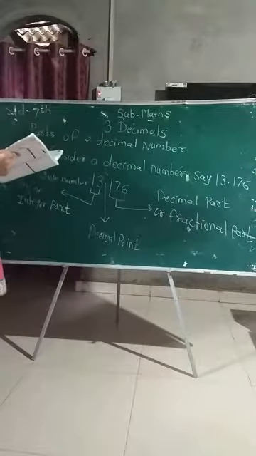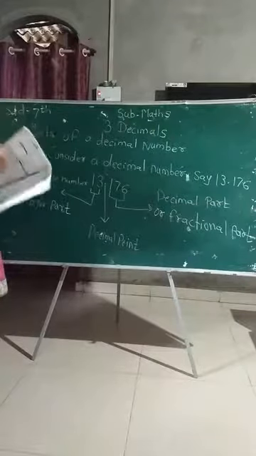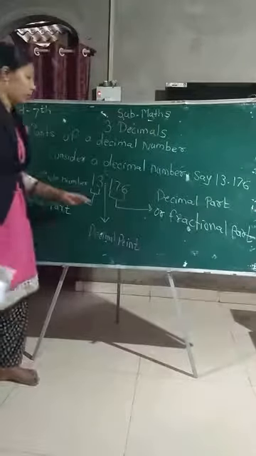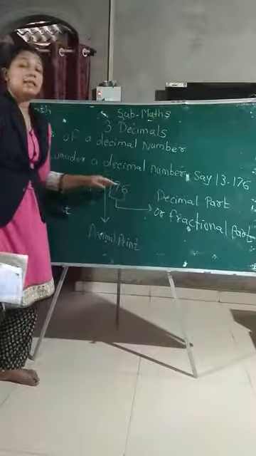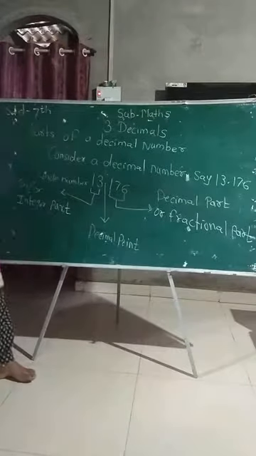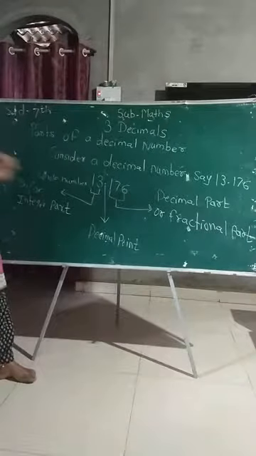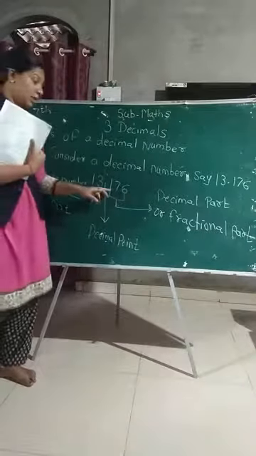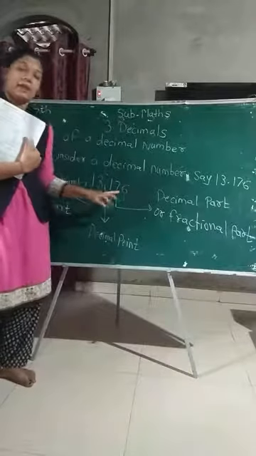And how do we read this number, 13.176? It has three decimal places, that is 1, 7 and 6.